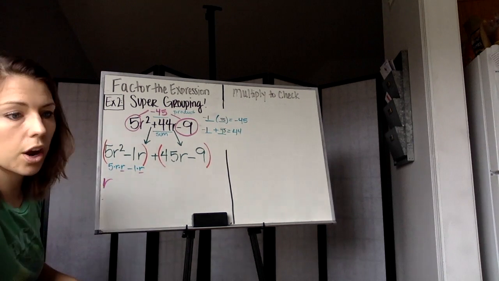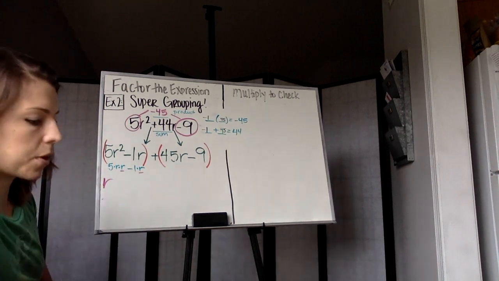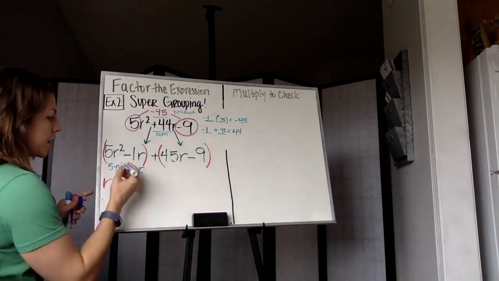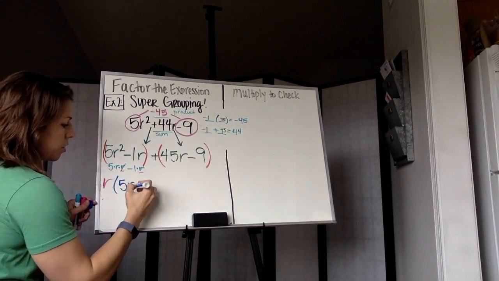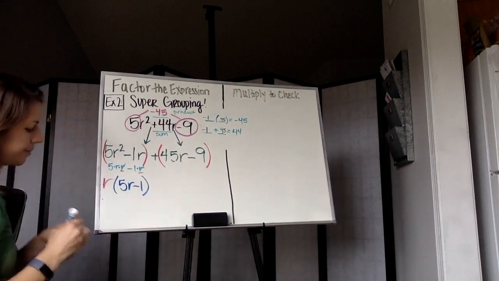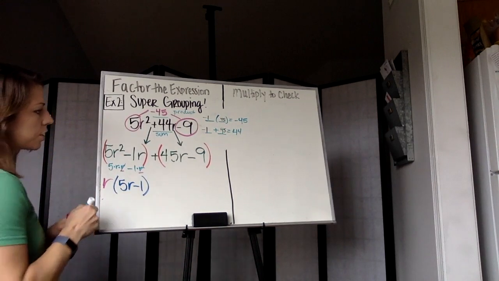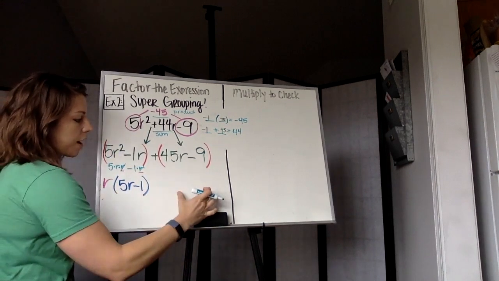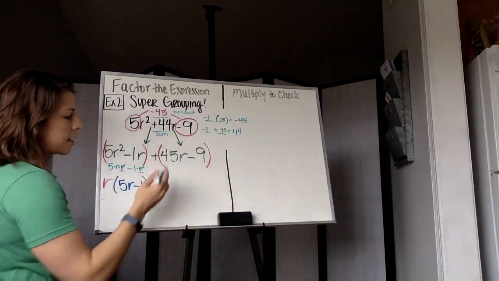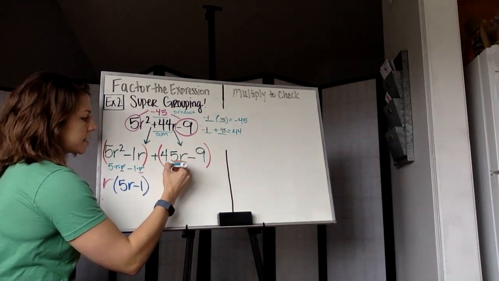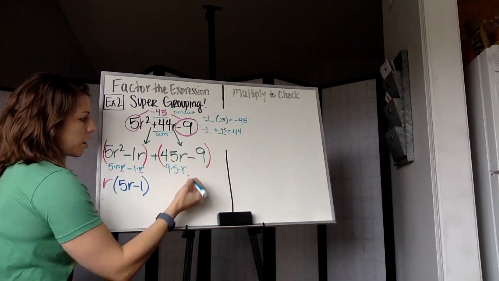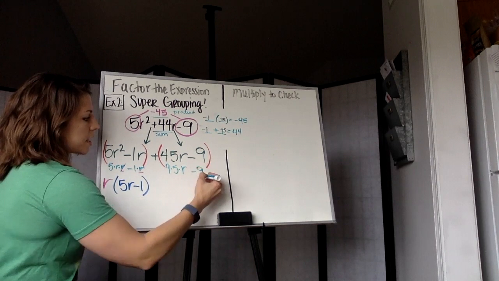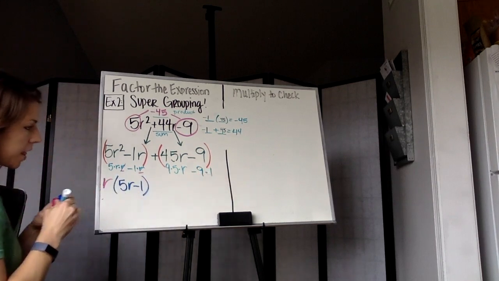When I factor out r, what does that leave me with? Well, let's see. Take out the r, and I'm left with 5r minus 1. Let's look in the second term. I know my goal is to get 5r minus 1 here. I'm thinking ahead. 45r and 9. Let's see. 45 is 9 times 5, and then bring along the r. 9 is just 9 times 1. So what do they have in common?